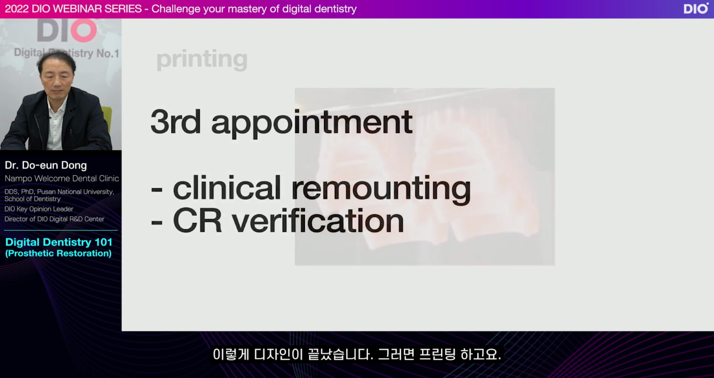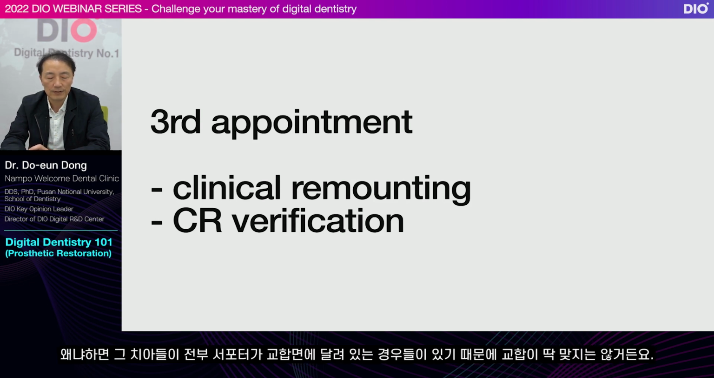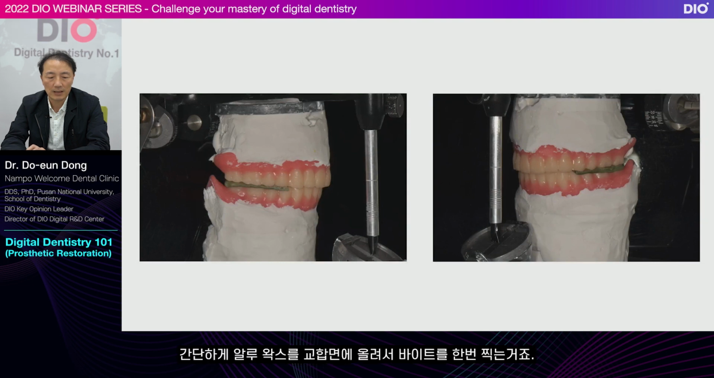Then, you print it. At the third visit of the patient, the denture is placed. It's not delivered right away. It goes through a process called clinical remounting. Because there are cases where all of the teeth have a supporter on the occlusal surface, the occlusion may not be perfect. And since it takes too much time to adjust the occlusion inside the mouth, you perform clinical remounting, which allows you to check the CR as well. Simply put alu wax on the occlusal surface and take a bite impression.